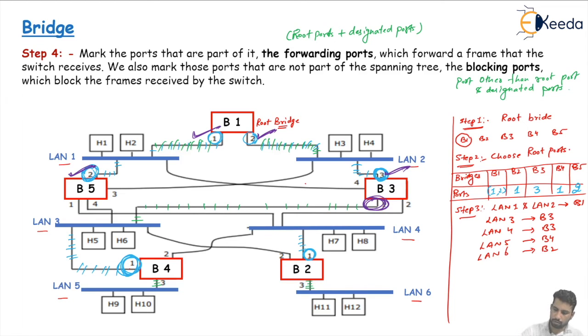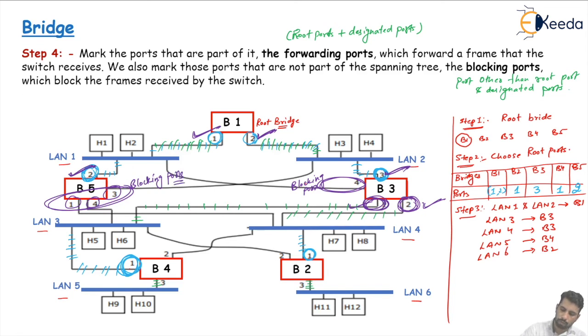For LAN number 4, this one is the designated bridge port. Port number 2 is also the designated port for LAN number 4. For LAN number 4, port number 4 is the blocking port for bridge number 3. Same as it is for bridge number 5: port number 3, port number 4, and port number 1 are all three blocking ports.